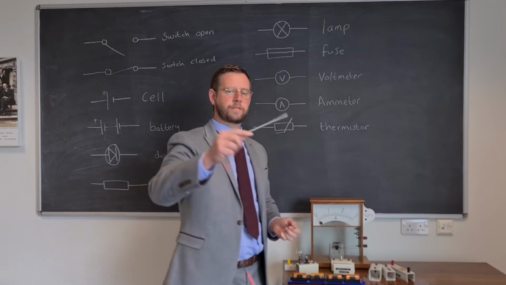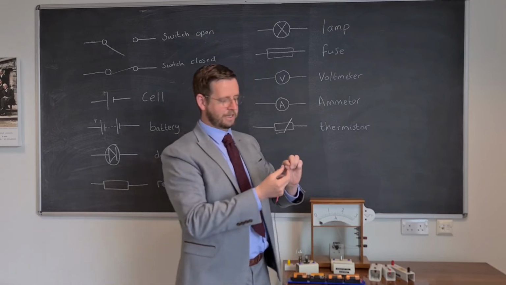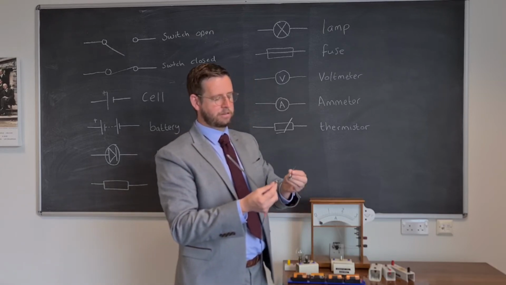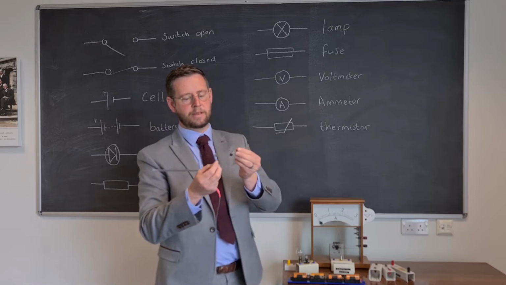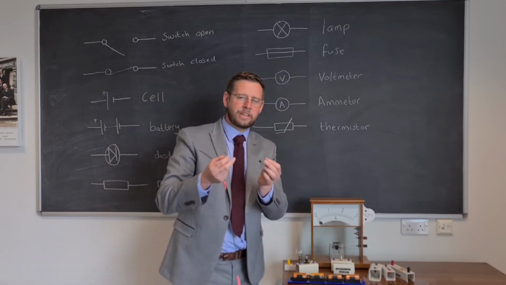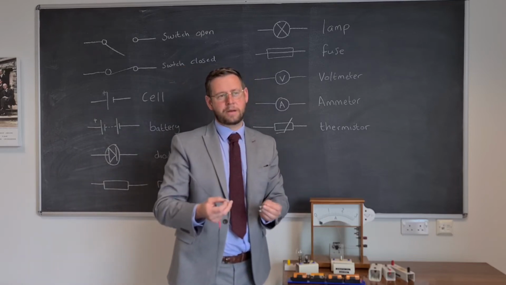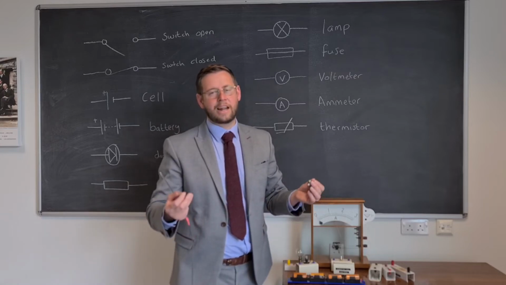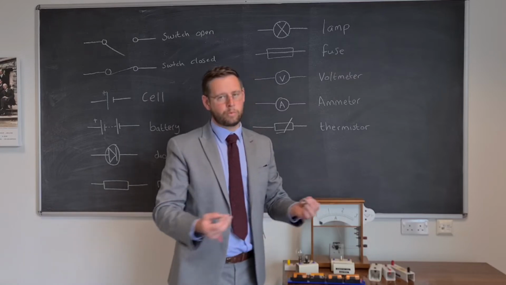Here is a waterproof thermistor. Here is a pair of thermistors that are used for various different things. Now we'll talk about these later, but what these basically are is a circuit component that allows current to flow through it when it's hot.